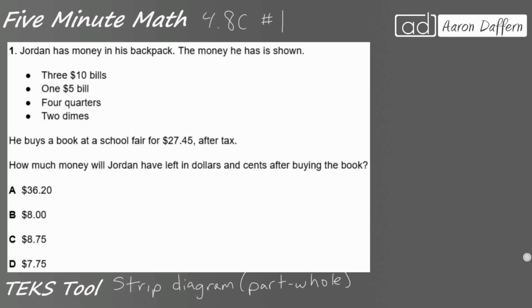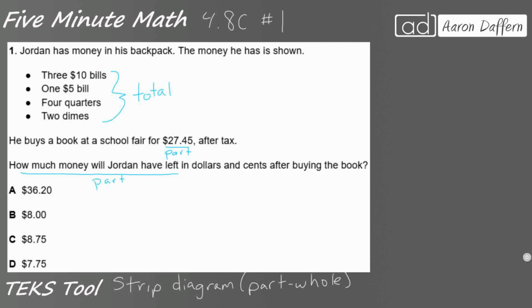All right. So what we have is a part-whole relationship, but our total is actually broken up into parts. So here's our total, or our whole. This is all the money that Jordan has. Then we've got a part right here. We're buying a book. How much money will Jordan have left? So that's the change. So this is another part.